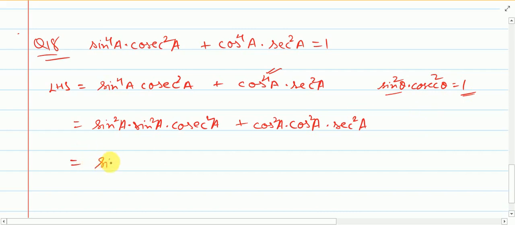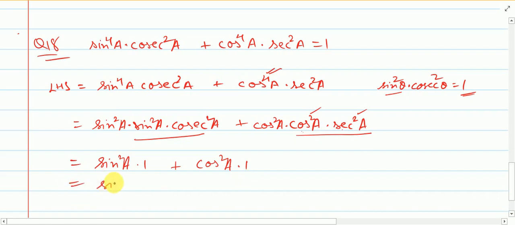So here sin square a and this part becomes 1, okay, and here simply cos square a and this cos square into sec square a will become 1, because cos is square, here square, power same, and they are reciprocal of each other, so product is 1, and here we get sin square a plus cos square a is equal to 1, which is your right hand side, okay.